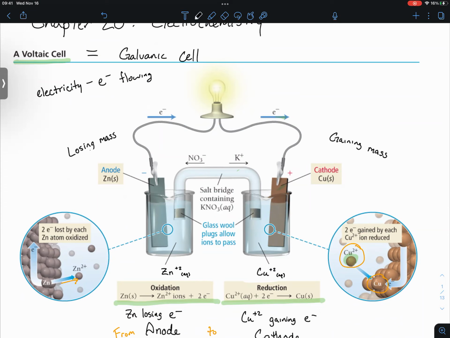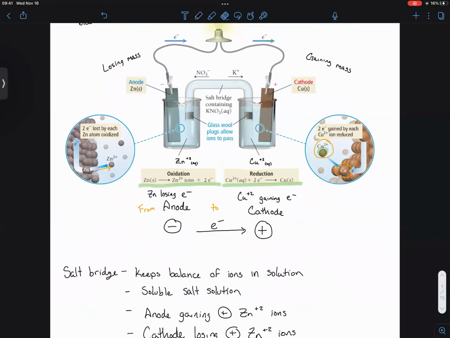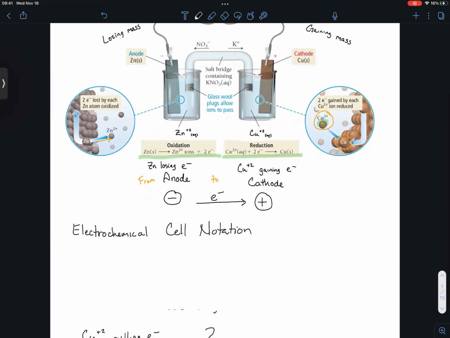Okay, let me just make some notes here. We have a way of summarizing the reactions that are occurring at our battery, which is called electrochemical cell notation. This is just a brief way of summarizing what's occurring here. For this one, I'm going to just show you what it is, and then we'll talk about how I got this.